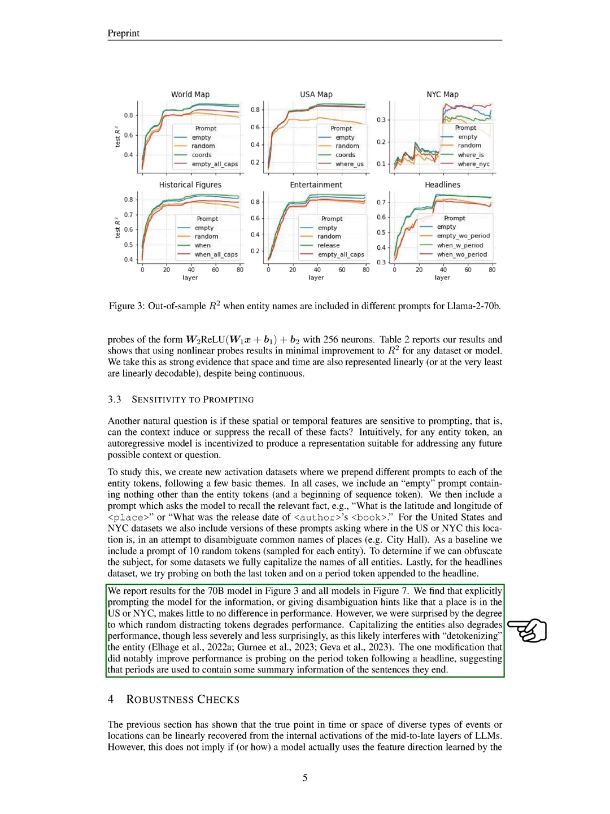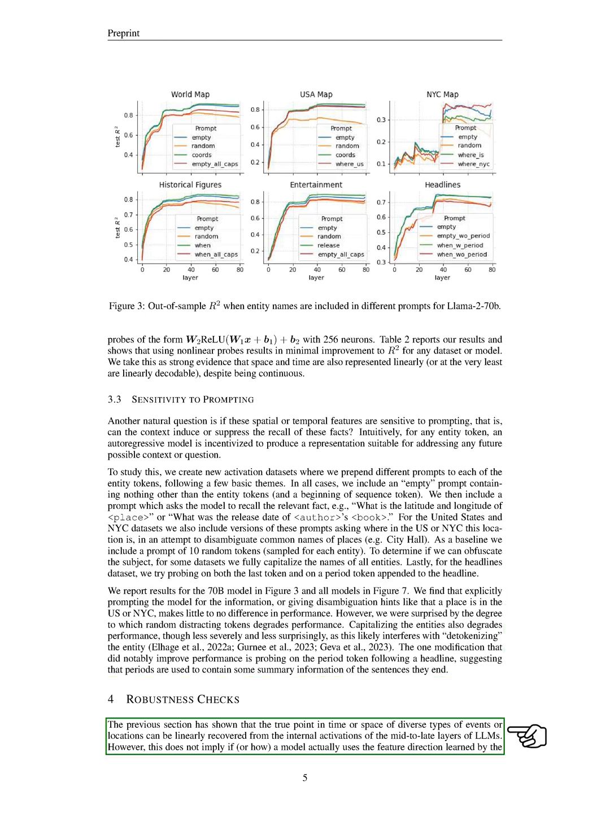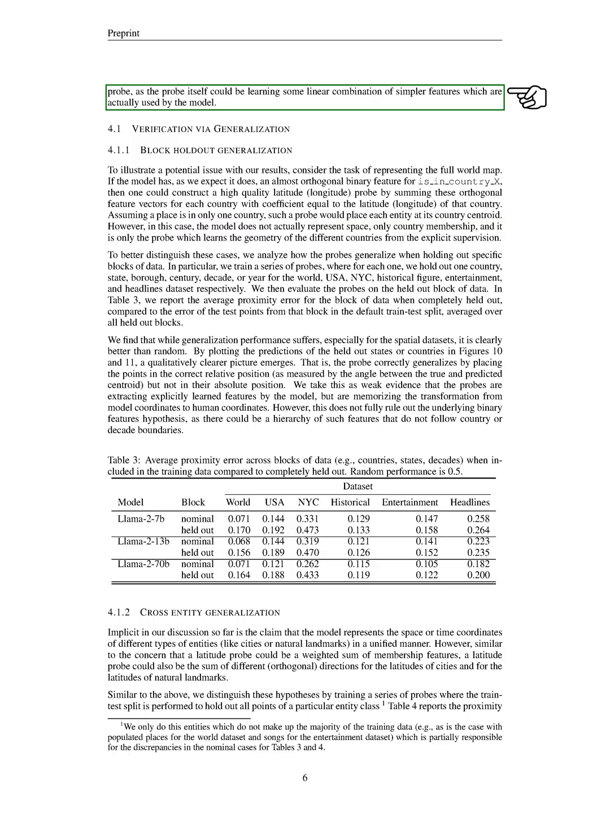Section 4. Robustness checks. In the previous section, we demonstrated that the exact timing or location of various events or places can be accurately determined from the internal workings of the later stages of large language models, LLMs. However, this doesn't necessarily mean that the model uses the feature direction learned by the probe. The probe could be learning a simpler combination of features that the model actually uses.